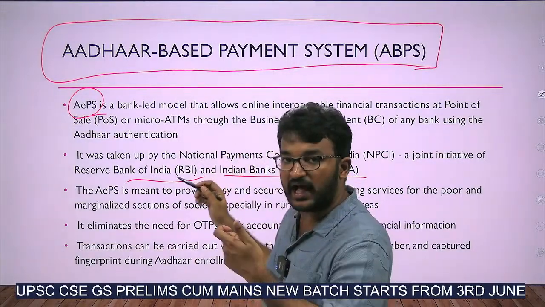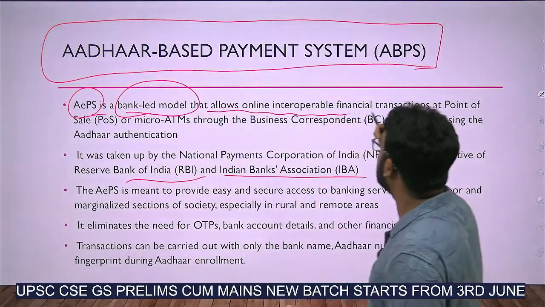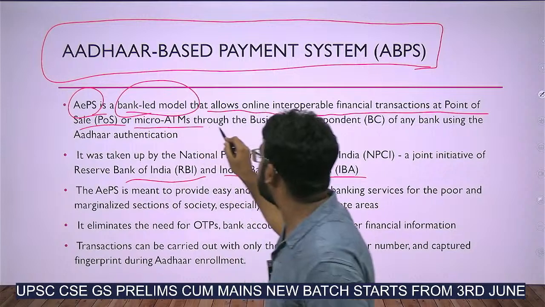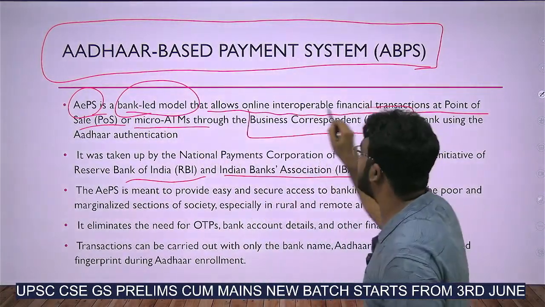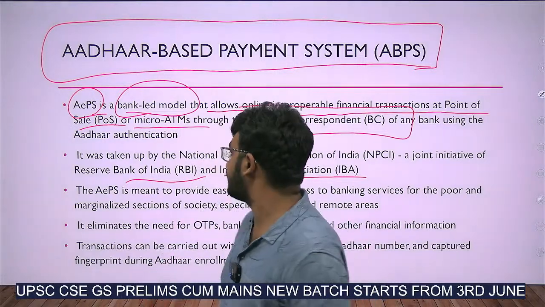And in this Aadhaar enabled payment system, it is a bank-led model that allows online interoperable financial transactions at POS or micro ATMs through the business correspondent. He will be helping in Aadhaar authentication for us.